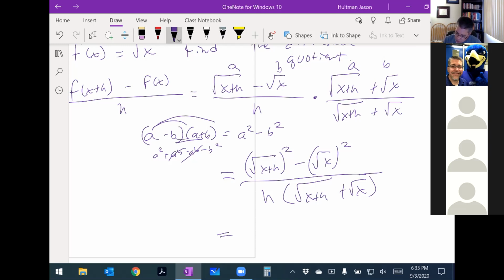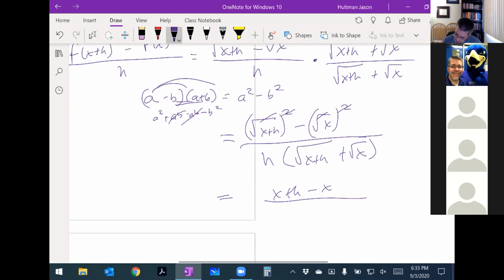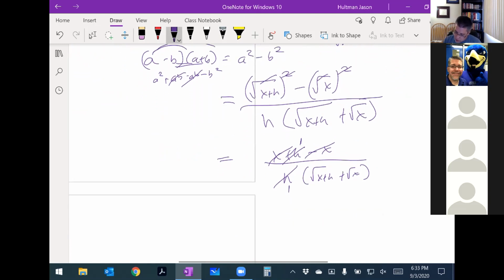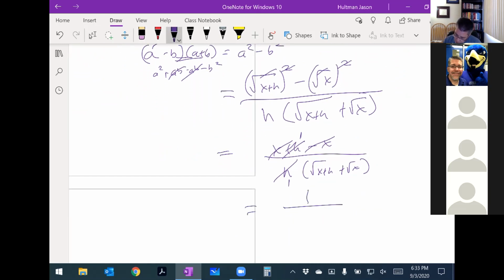Okay, so now the squareds and the square roots cancel out, and I'm just left with x plus h minus x, all over h times the square root of x plus h plus the square root of x. And lo and behold, again, the x's on the top cancel out, and the h on the top cancels out, leaving me with just 1 on the top. This is like 1 over 1, right? So this is going to be equal to 1 over the square root of x plus h plus the square root of x.